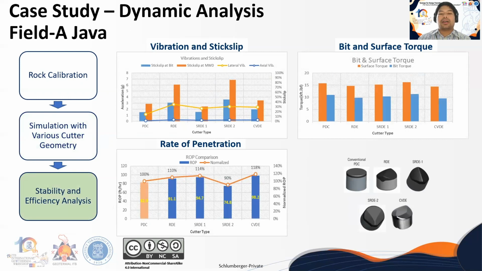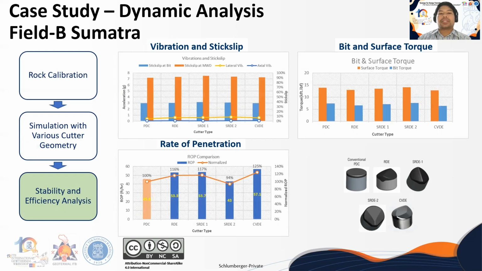In terms of stick slip, the conventional PDC bit, SRDE1 and CVDE bit generate the lowest stick slip at the bit and also at the BHA. On the other hand, RDE and SRDE2 generate 2 times higher stick slip compared to the baseline bit, but still in the low to medium zone. In terms of efficiency, RDE, SRDE1, and CVDE cutters generated higher ROP, around 10% to 18% compared to the conventional PDC bit. On the other hand, it seems like SRDE2 is not a suitable cutter for this application, as it generates the lowest ROP. So from this simulation, we can conclude that the CVDE cutter is the best choice for this application in terms of stability.